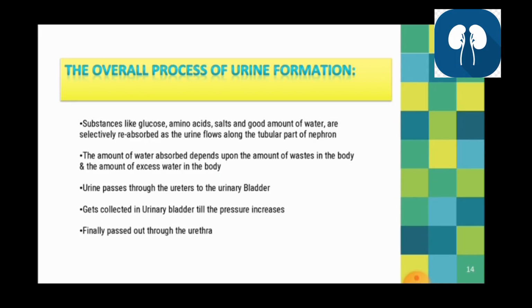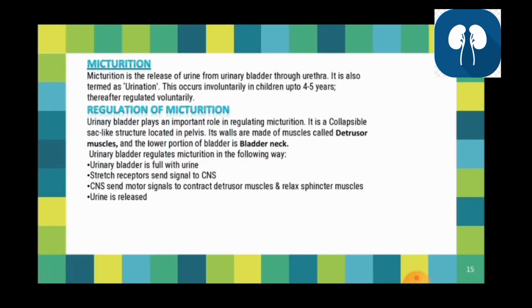Talking about the overall process of urine formation, substances like glucose, amino acids, salt and a good amount of water are selectively reabsorbed as the urine flows along the tubular part of the nephron. The amount of water reabsorbed depends upon the amount of waste in the body and the amount of excessive water in the body. Urine passes through the ureter to the urinary bladder. Then it gets collected in the urinary bladder till the pressure increases, and finally is passed out through the urethra.